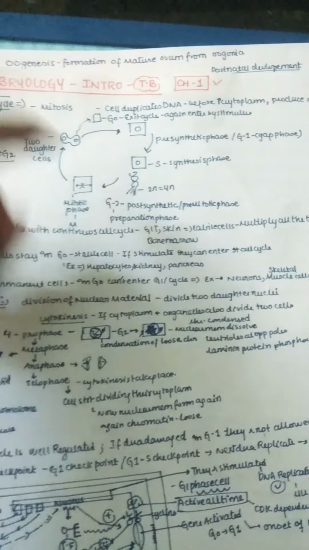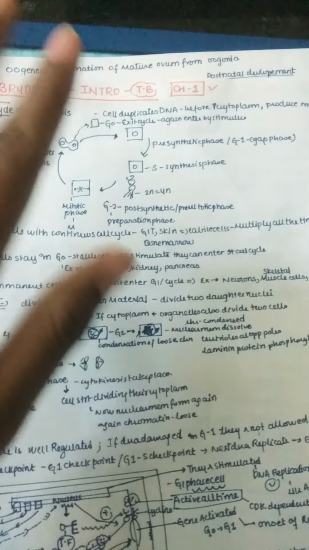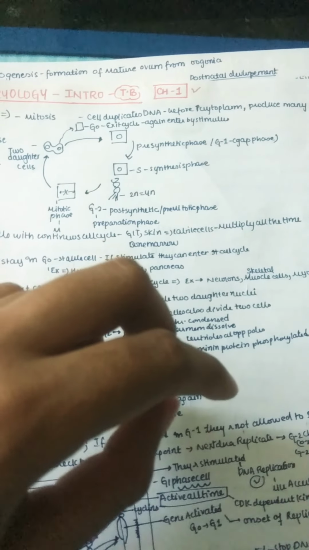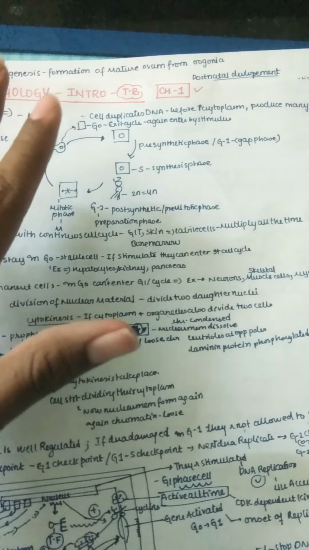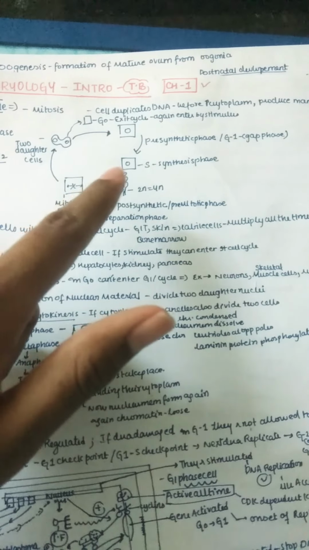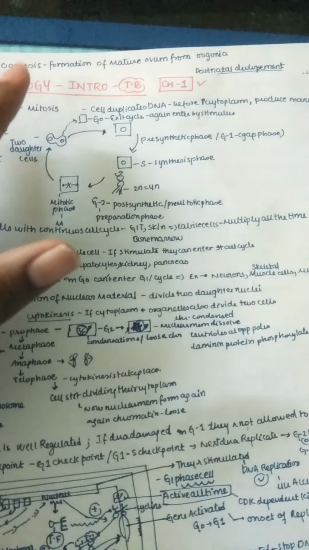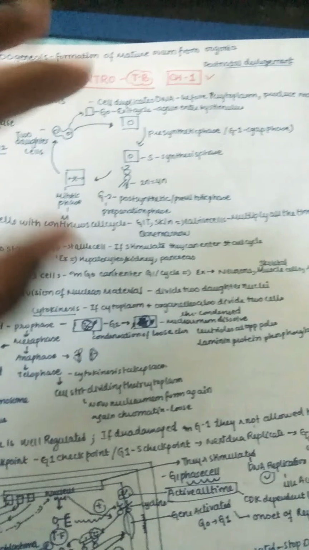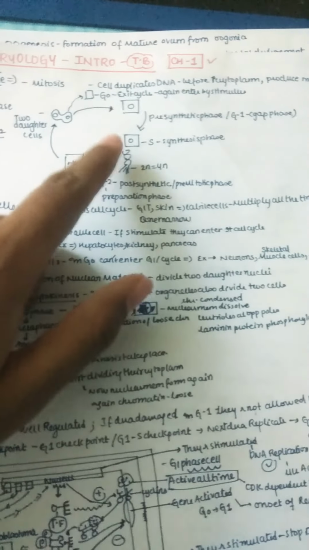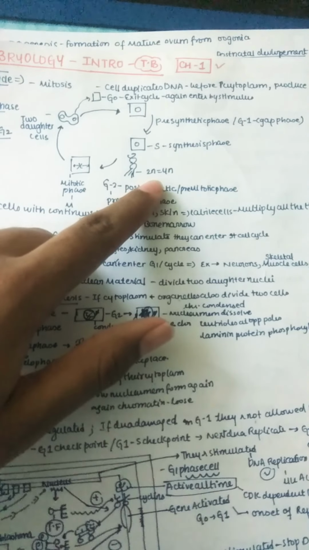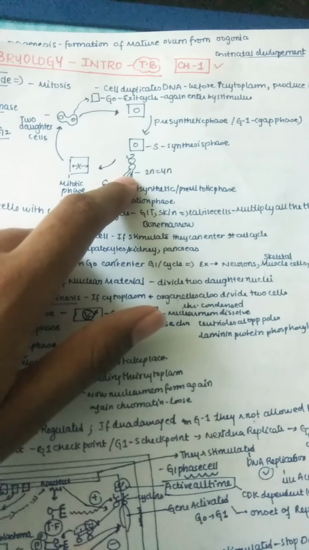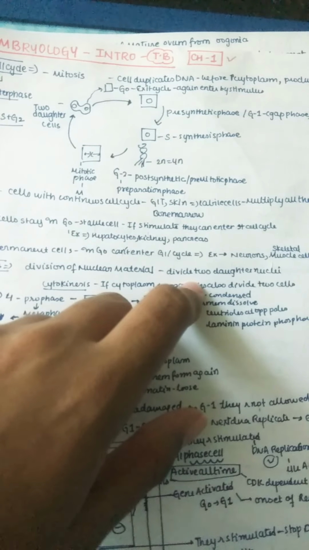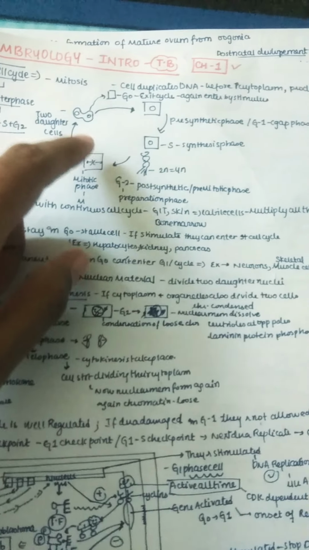Here you can check that first the cell duplicates its DNA in the synthesis phase. Before going into this process, the cell needs to increase its cytoplasm and produce many proteins, so that it is ready to undergo the synthesis phase. What happens in the synthesis phase is that 2n converts into 4n, that is, double-structured chromosomes are formed. And here you can see how the cycle starts.